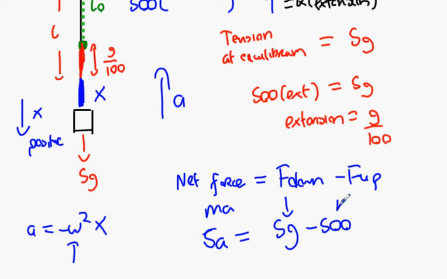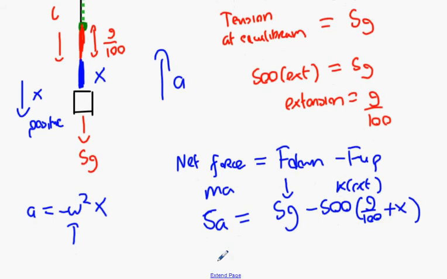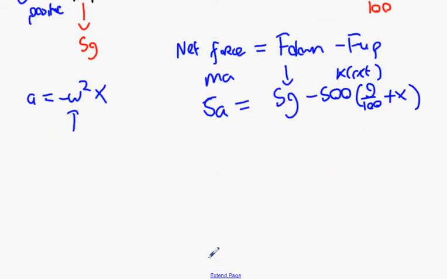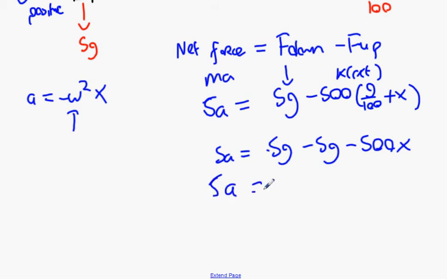So the total extension, it's going to be minus 500 times, that's k times the extension. And what's the total extension now? It's going to be g over 100 plus x. Okay. Next thing after that, we're going to get 5a equals 5g minus 500 times g over 100 plus x, which is 5g minus 500x. Then we're going to end up with 5a equals minus 500x. We're then going to end up with a equals minus 100x.